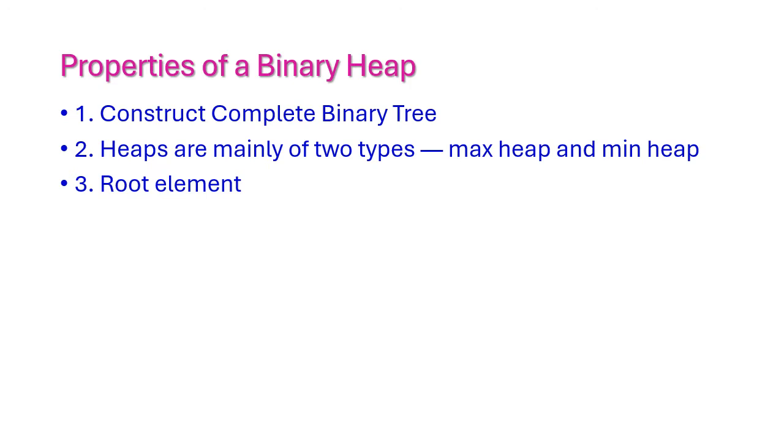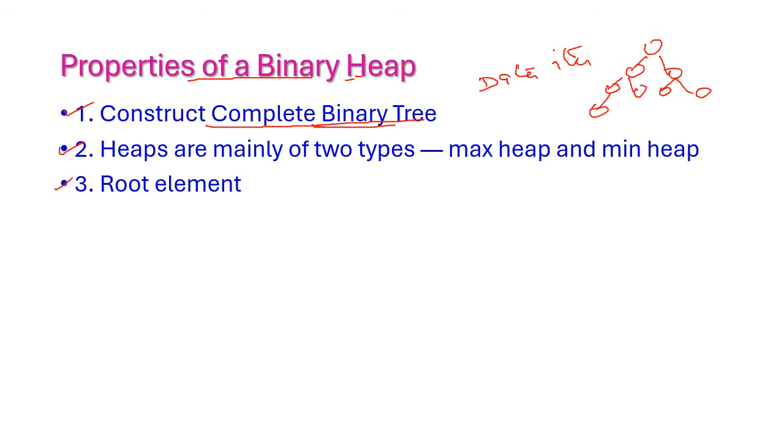And now let us see the important properties of binary heap. So these three properties are very important. First one is construct the complete binary tree. Just now we have seen what is complete binary tree. So with the given unsorted data item, we need to construct the complete binary tree like this.